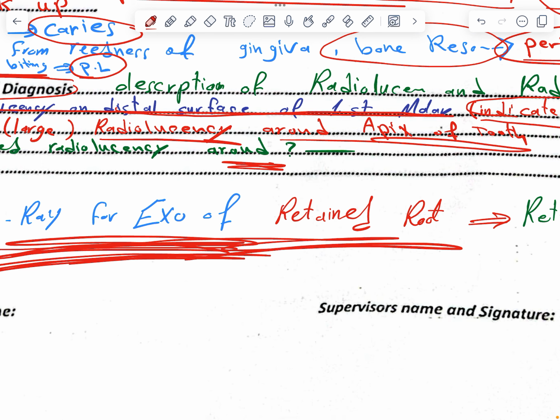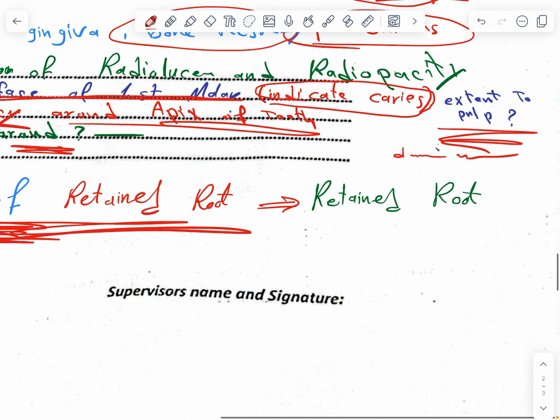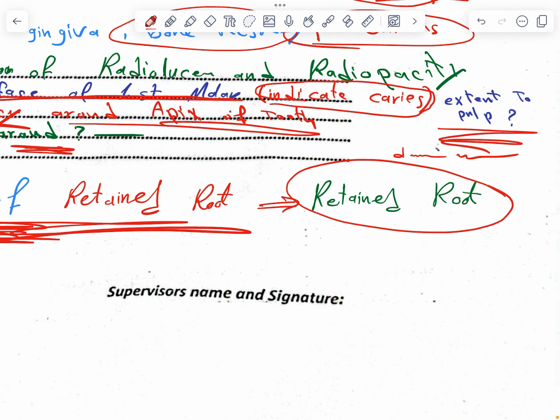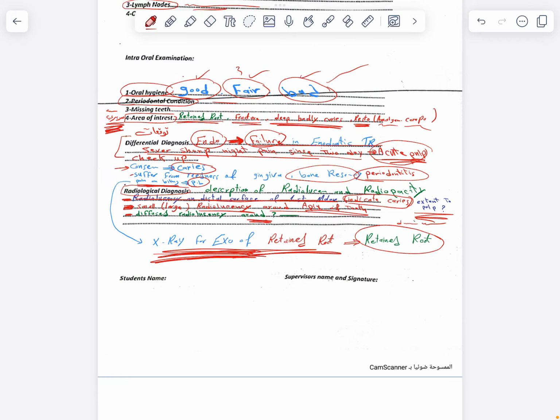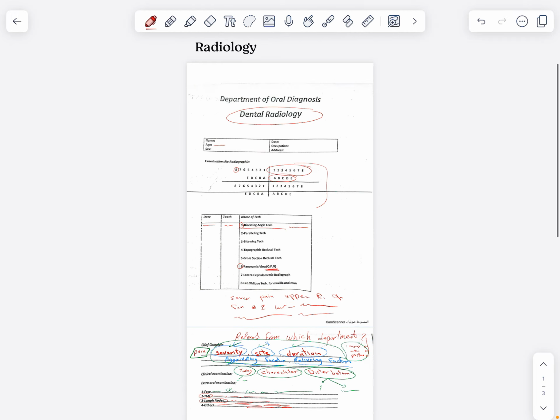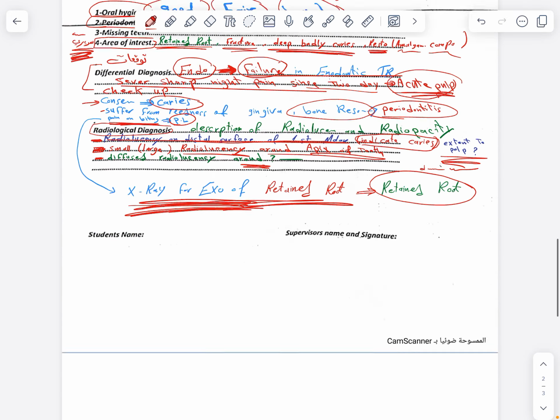Retained root: just mention retained root, and this is all about the radiology case sheet. Then mention your name, and that's it.